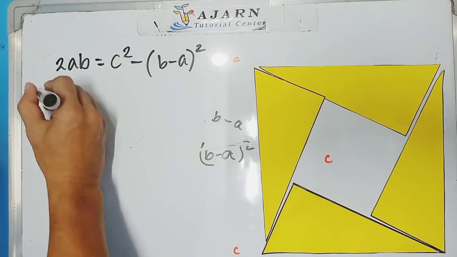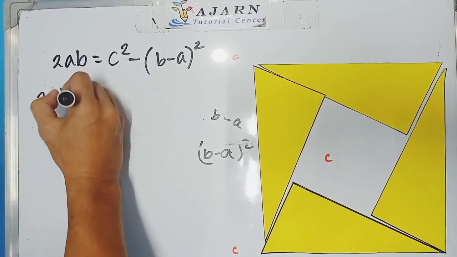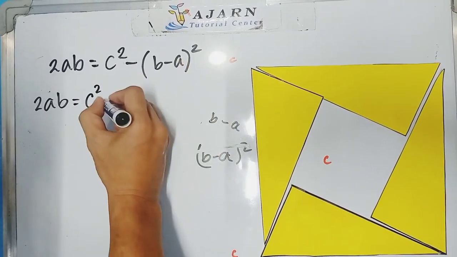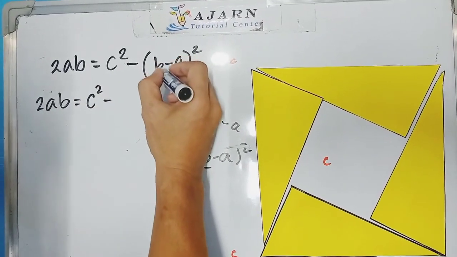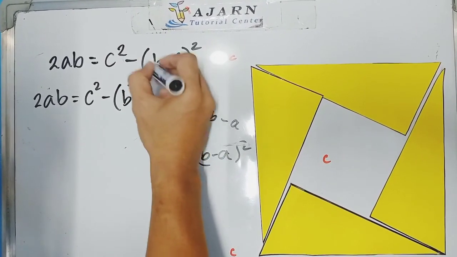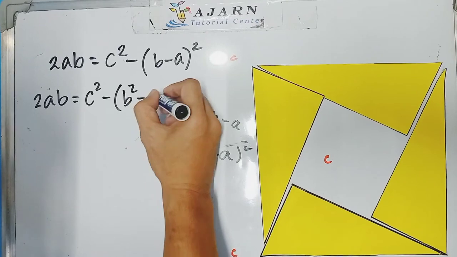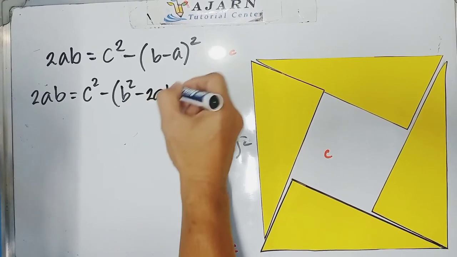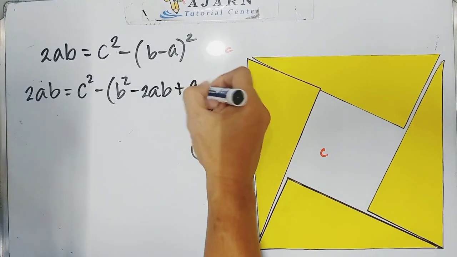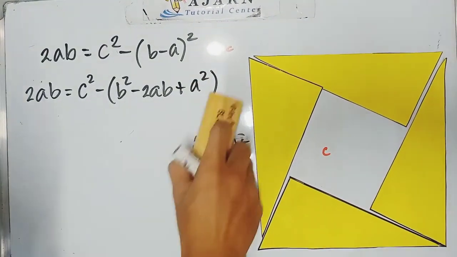Okay, let's compute it now. We have 2AB equals C squared minus (B minus A) squared. And let's use a little bit of algebra here. So that is the square of B. It gives us B squared. You multiply A and B times 2. So that gives us minus 2AB. And then we square the negative A, that is plus A squared. Then we do the distribution.